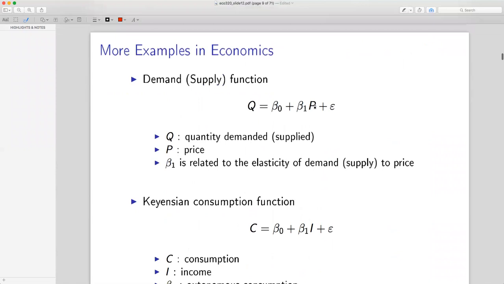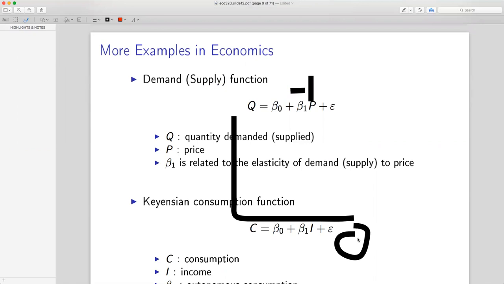For example, this is quantity and price. If beta 1 is something like -1, and price, you can draw something like that. This is your quantity, oh, this is lag, okay. This is quantity and price, okay.